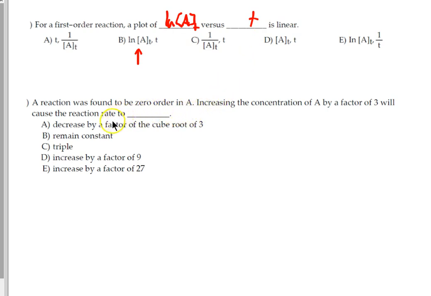All right, that it is linear. Okay, next. A reaction is found to be zero order in A, meaning A would be raised to the 0 power, which means no matter what, A to the 0 is always going to be equal to what value? 1. Okay, that's ugly. So if I put a 3 in here, what does that equal? 1. What if I put a 10? 1. All right? So there will not be any change at all. It will remain constant.